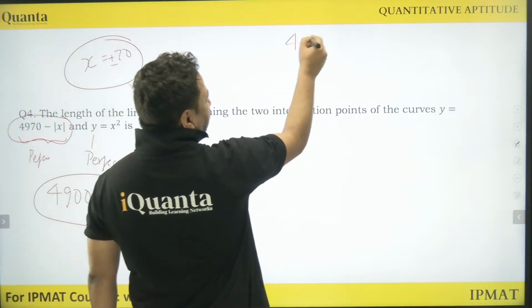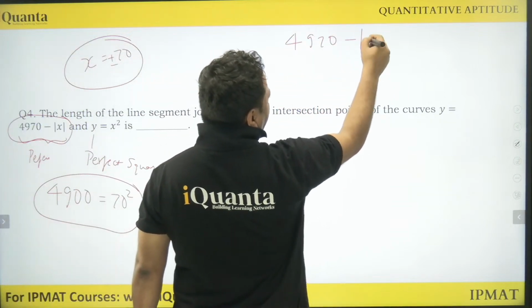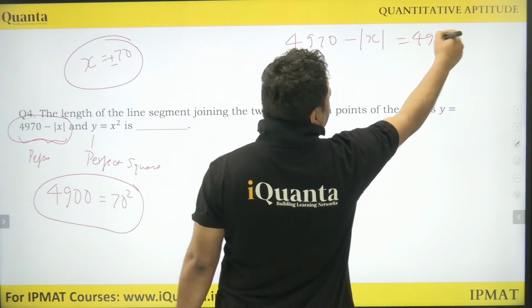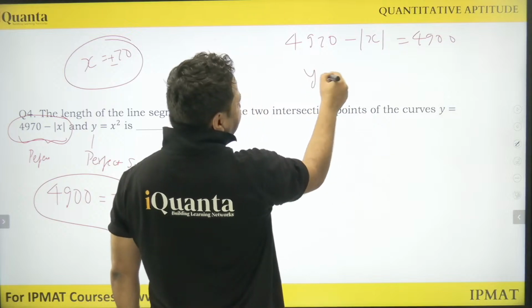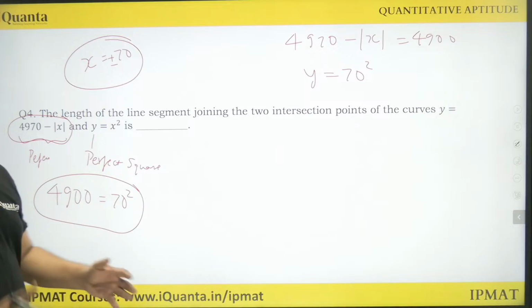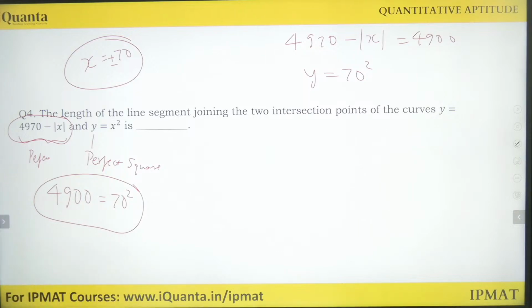Let us look at this. 4970 minus of mod x. Put 70 or minus 70 over here, you will get 4900 only. And similarly, in this, y equal to x square, if I put 70 here, I'll again get 4900. So 70 is what is satisfying this. Cool?